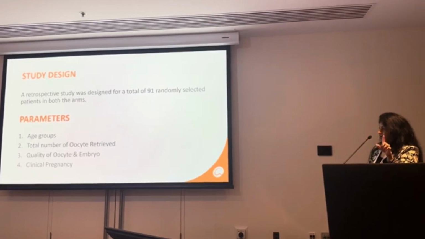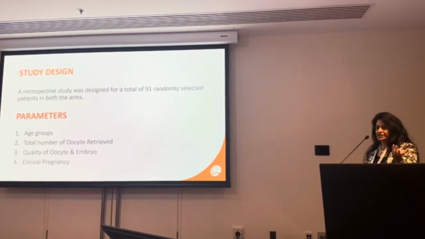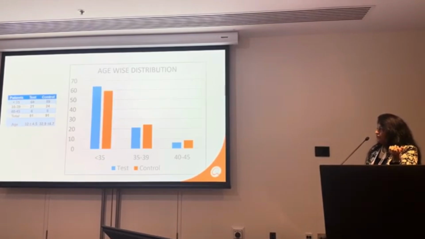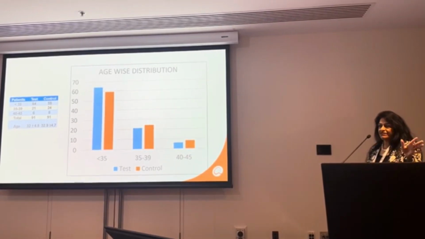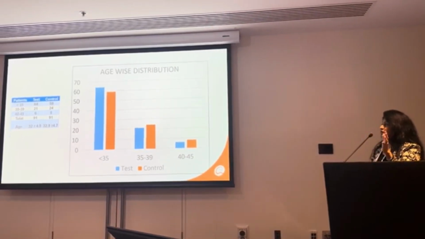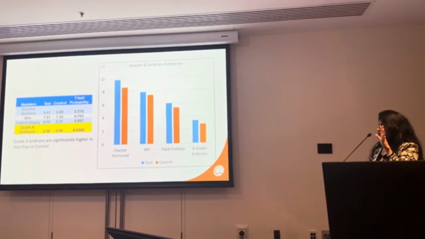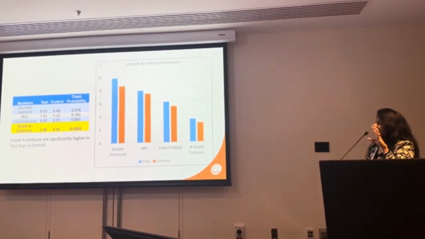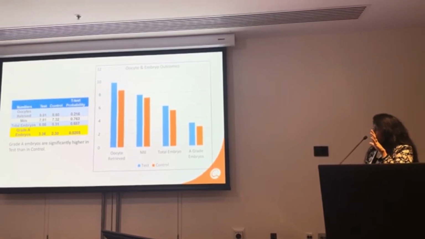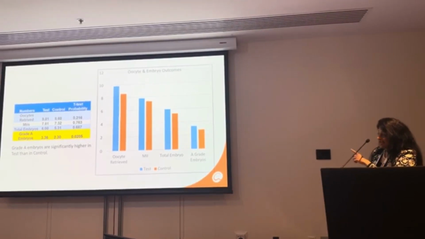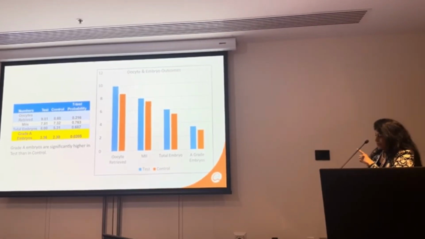And out of these 91 patients, we also compared in the age group whether in the advanced age there is any difference in the outcome, number of oocytes and quality of oocytes and embryos. We found that the patient distribution in both the arms, Opp.IVF and non-Opt conventional stimulation, was almost the same: less than 35, 35 to 39 and 40 to 45. Then we compared the oocytes retrieved, which were not significantly but marginally higher with the Opp.IVF. The M2s were almost the same. The total embryo formation, I would say the same, but when we saw the grade A embryos, they were 3.36 in the test compared to 2.3 in the control.